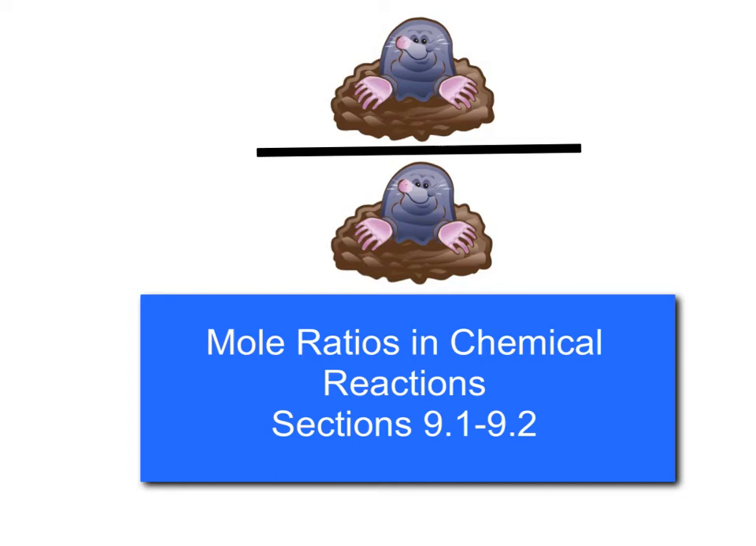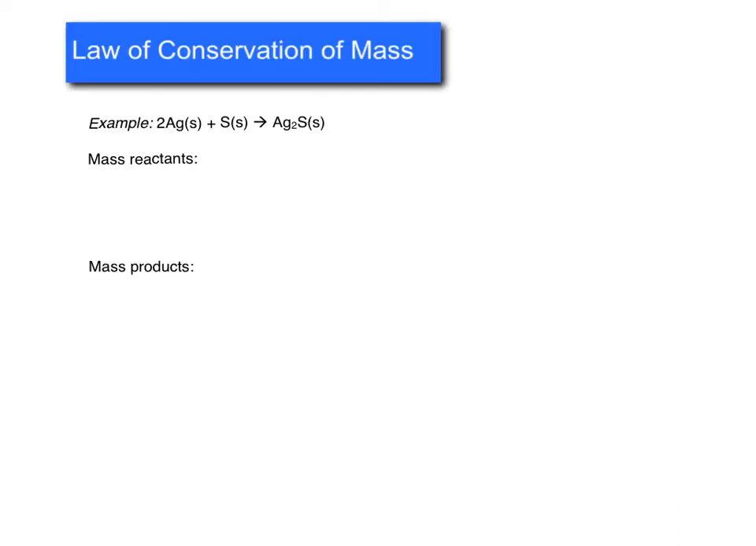Today we're going to spend some time talking about mole ratios in chemical reactions. And we get mole ratios from balanced equations. So the first thing that I want to do is review why we balance equations. We balance equations so that we satisfy the law of conservation of mass.